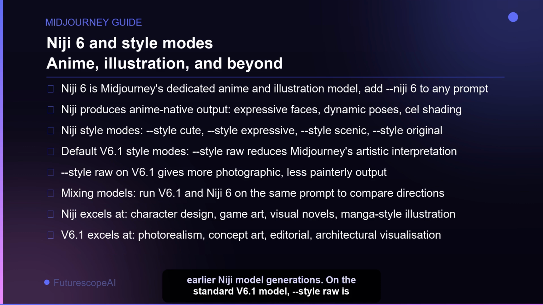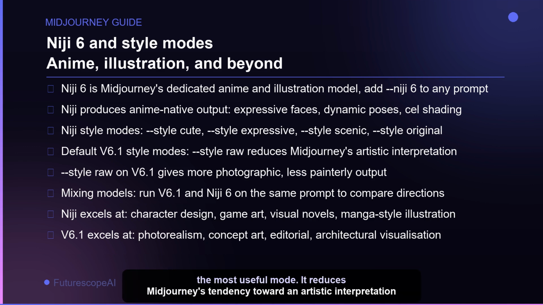On the standard version 6.1 model, Style Raw is the most useful mode. It reduces Midjourney's tendency toward an artistic interpretation and produces more photographically accurate, less painterly output. Useful for product photography, architectural visualization, and realistic portraiture.